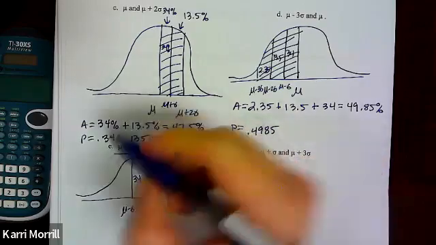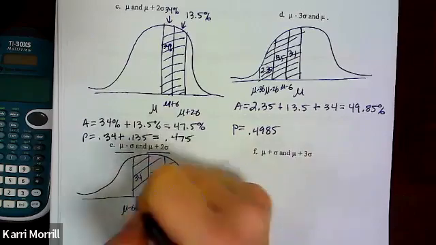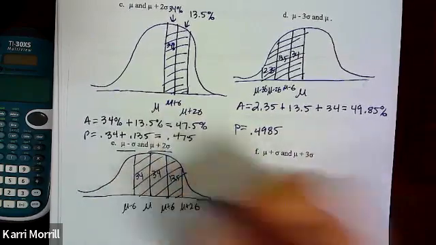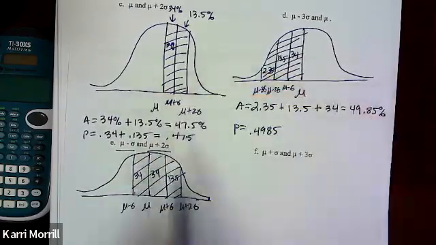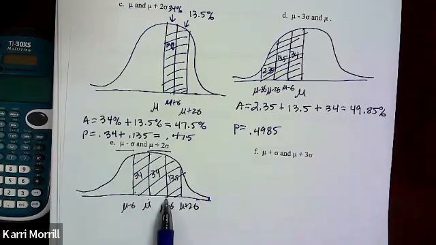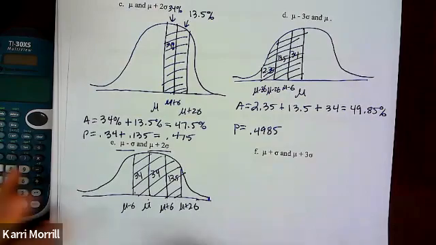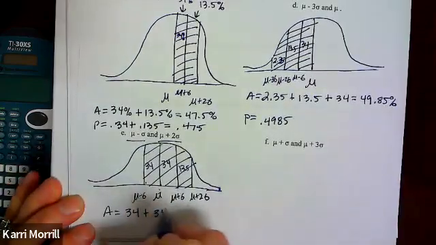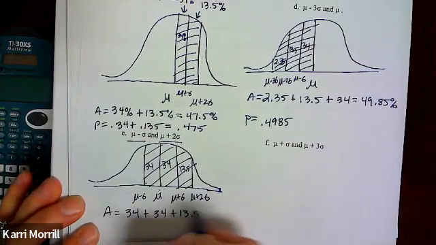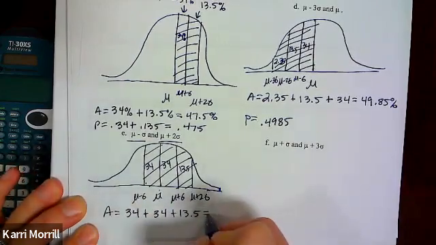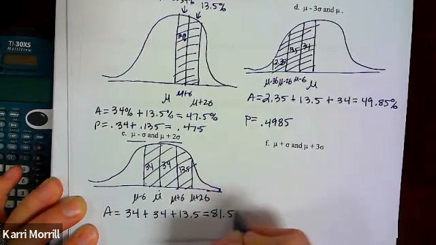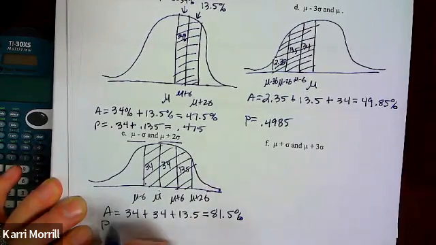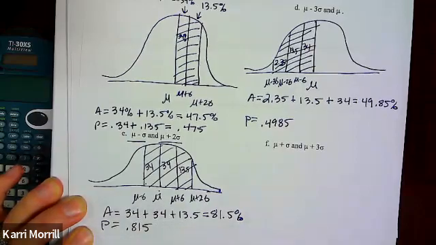So from here, this is -1 standard deviation to the mean, over to 1 standard deviation, then over to 2 standard deviations. So we're adding those areas together. So 34 plus 34 plus 13.5% will give us 81.5%. If they ask the probability of that, it's just the decimal form of those same numbers.